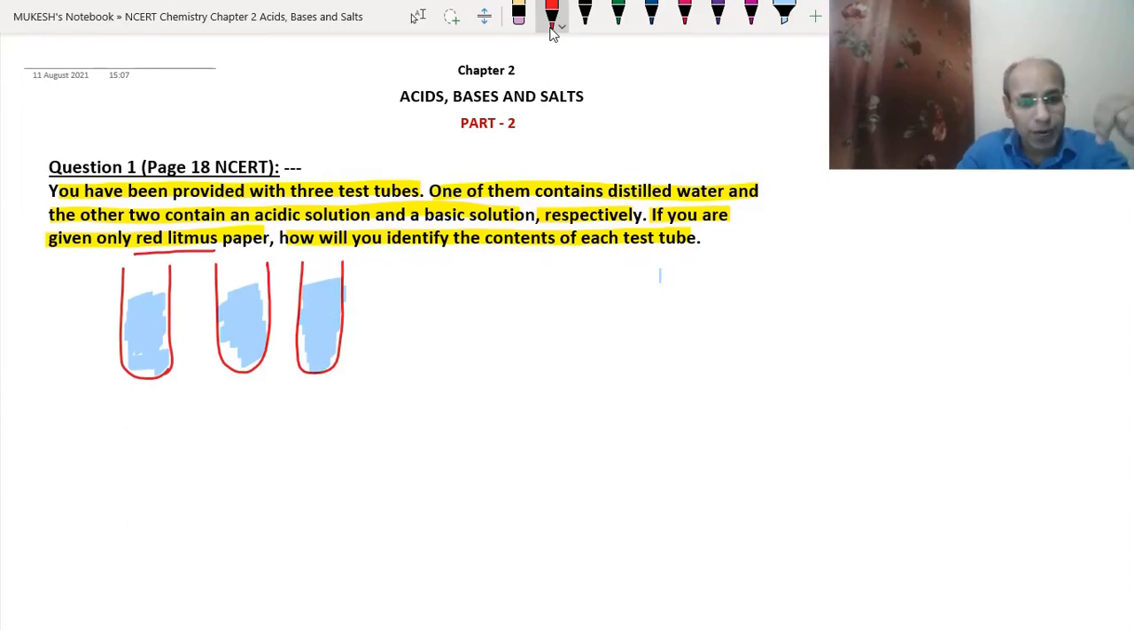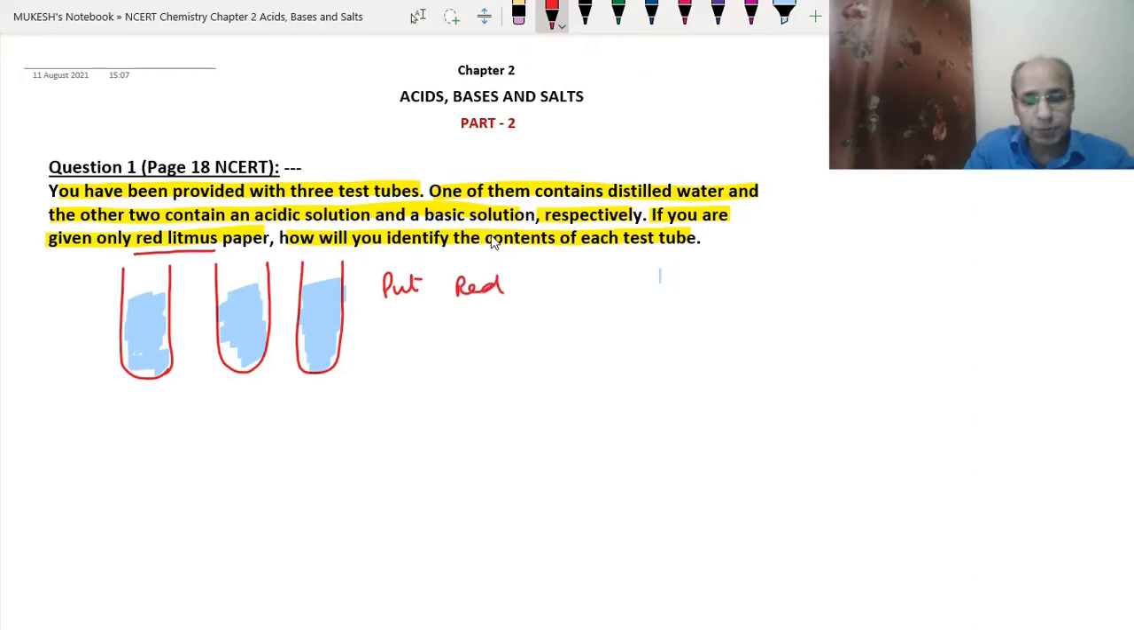So now this blue part we will dip into both the test tubes one by one. Out of these two test tubes, the test tube in which the blue part again becomes red will be the acid. And there will be no change in either the red litmus paper or the blue litmus paper in the distilled water, because distilled water is neutral. It is neither acidic nor basic. So this is how we can identify the three test tubes with water, acid and base with only one litmus paper. So let's write it.